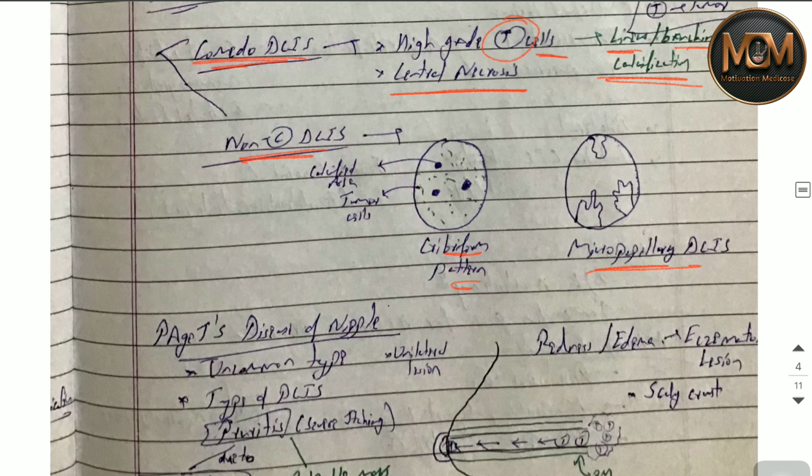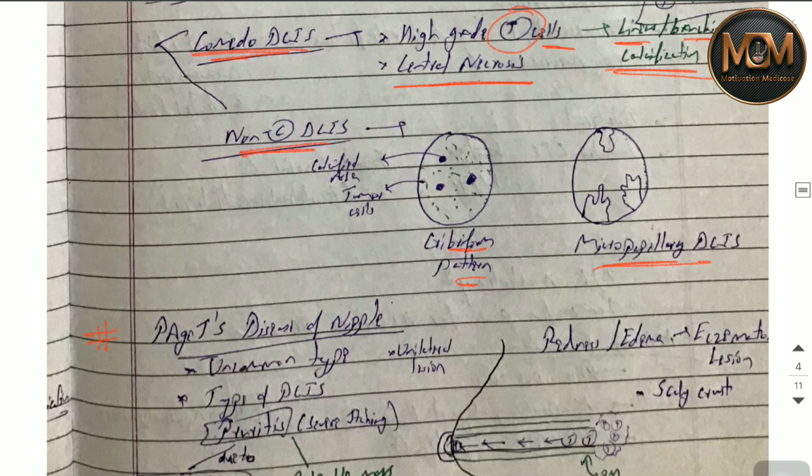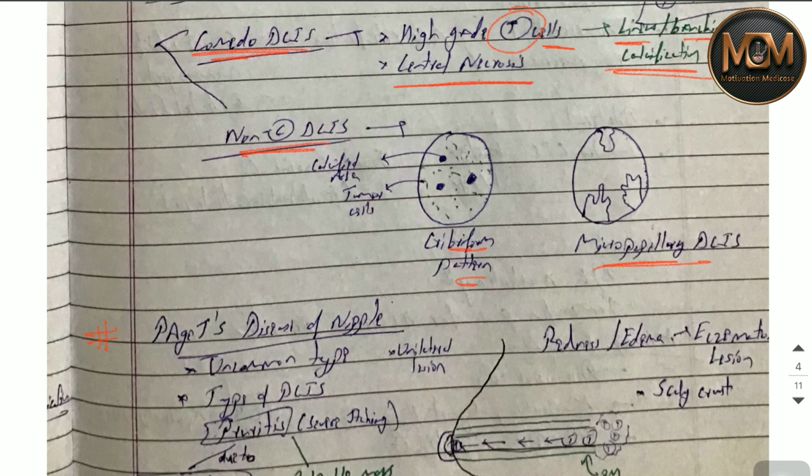This is Paget's disease of the nipple. This is also one of the clinical cases which comes in the exam. Paget's disease of the nipple, first of all, it's a type of ductal carcinoma in situ. Now, what happened in this case? So there's a pruritus that occurs. You can see there's a pruritus.